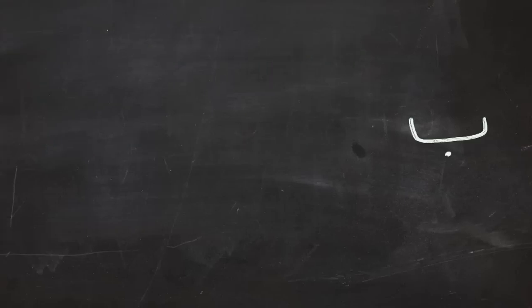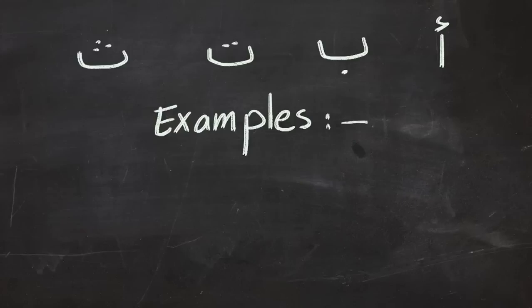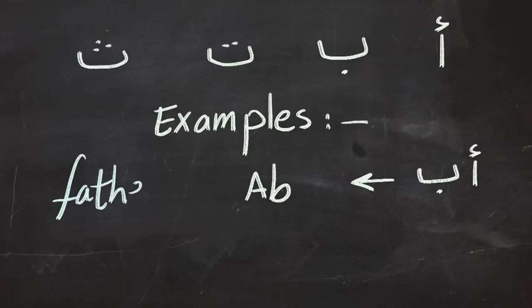So far we've covered 4 letters, the alif, ba, ta, tha, and we're going to have some examples to be able to read your very first words in Arabic. We're going to make some simple words using these 4 letters, like the word ab. And this is how it is pronounced in English. Ab. And it means father.